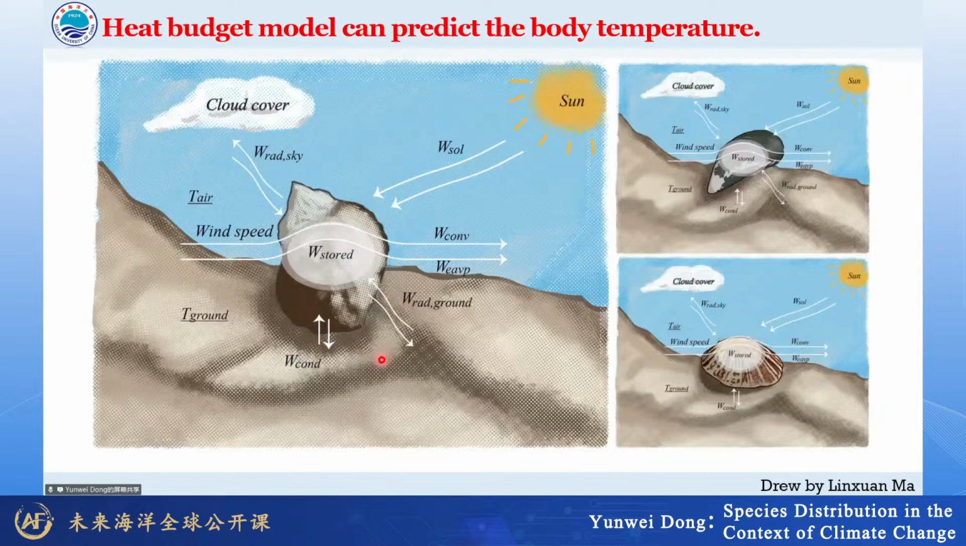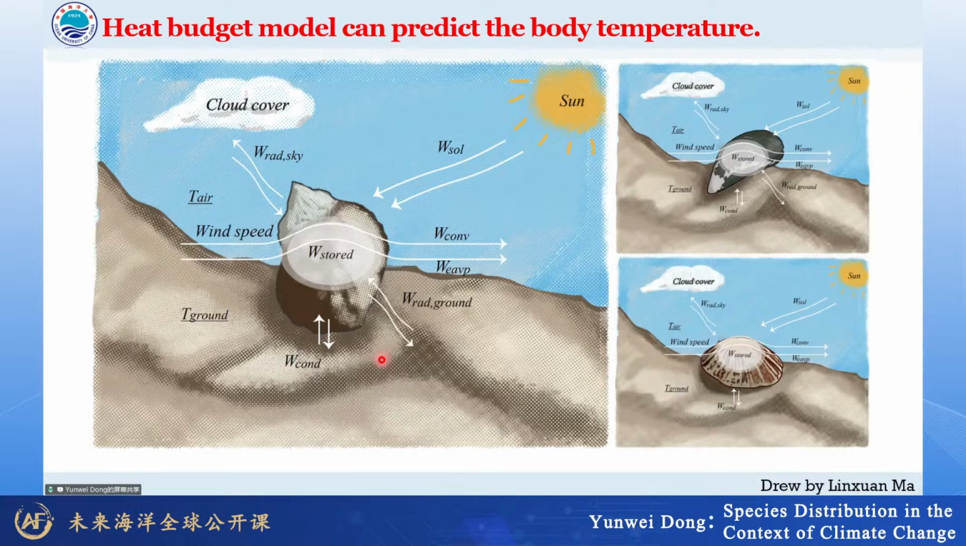Here you can see, for the species, the animals on the shore, on the rock, usually they get energy, get heat from the environment. Also, they lose heat from the body to the environment. They want to keep a balance, and based on the heat stored in the body, you can simulate the body temperature. This model is the heat budget model.